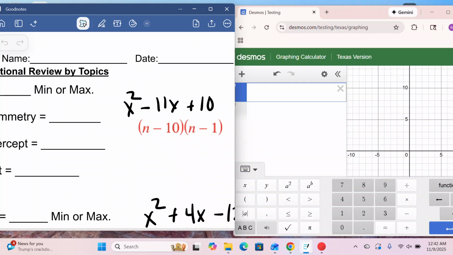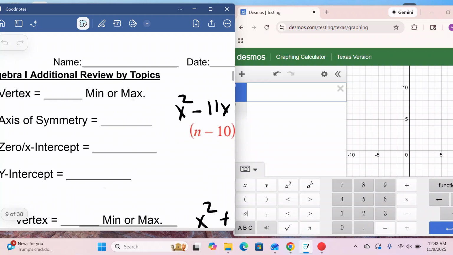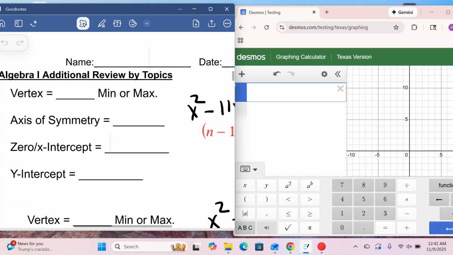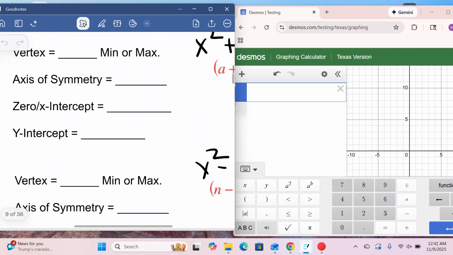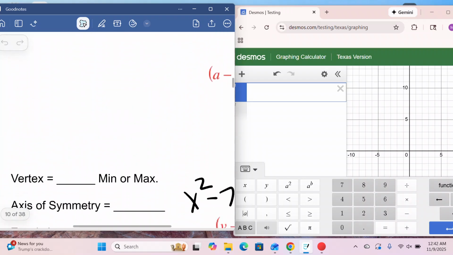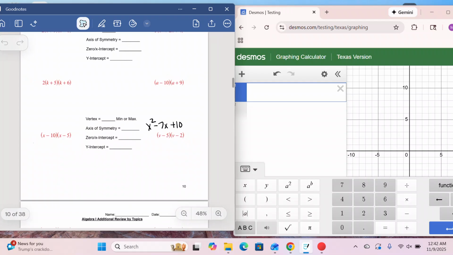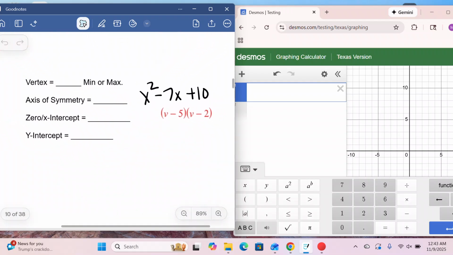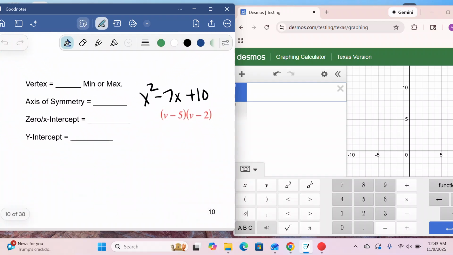I just converted it all to x's, so we're dealing with the same quadratic that we dealt with at the beginning. I'm going to go all the way to the bottom, to my last quadratic, so we can have a clean screen and take a look at some of the features of this quadratic. Once again, I converted this into x squared minus 7x plus 10. Our first step is to determine what the vertex is.